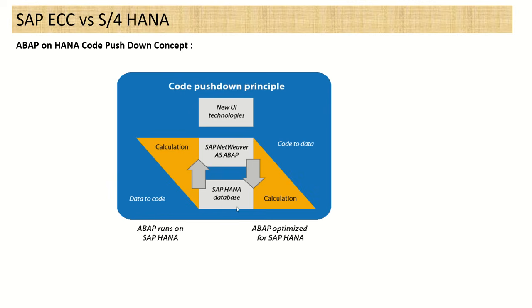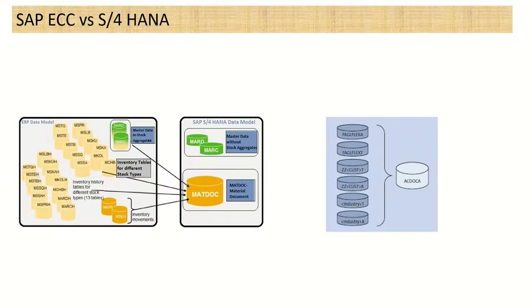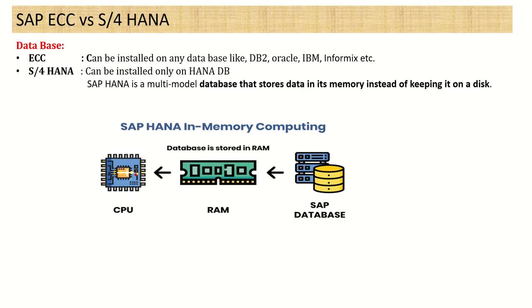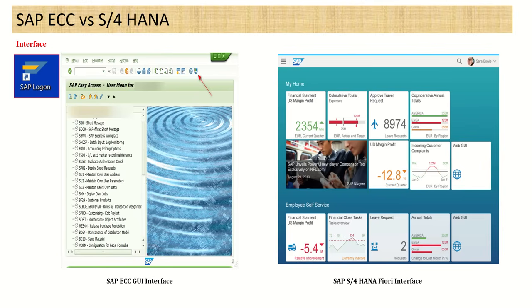But in S4 HANA, we can do all those calculations at the database level only. We can perform all the calculations at the database layer. So this is called the code pushdown concept. Those are some major differences between ECC and S4 HANA. As I explained, the two major differences are, one, the database, HANA DB, and second, the GUI interface, that is the Fiori application.